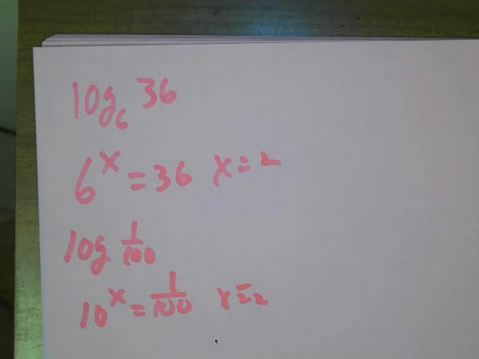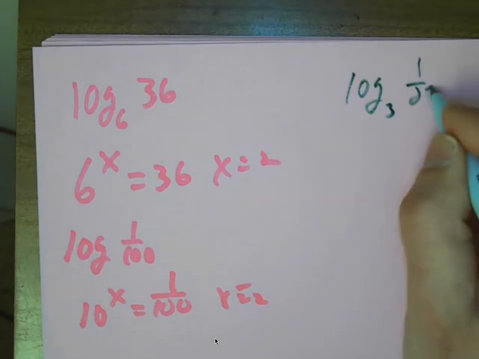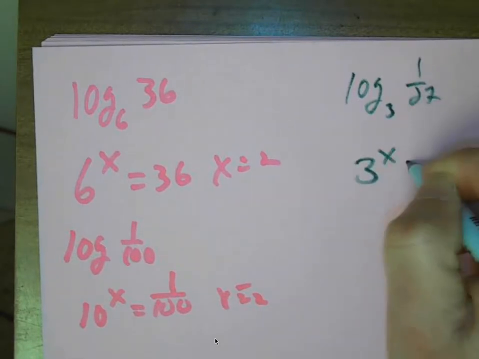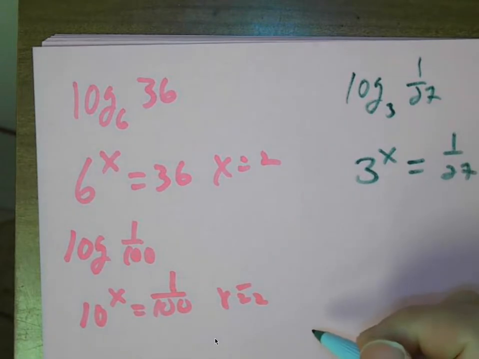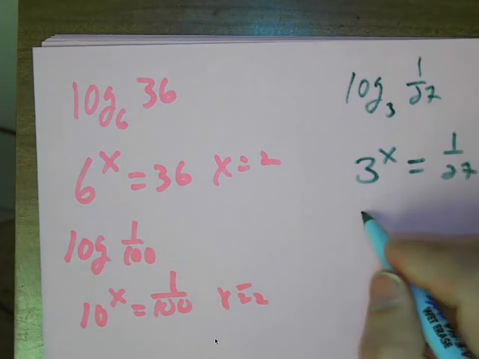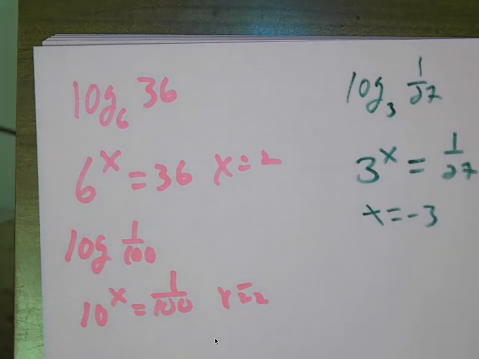One more example with that. If I say log base 3 of 1/27, that means 3 to what power will get you 1 over 27? I think x has to be negative 3 because 3 cubed is 27. Okay?